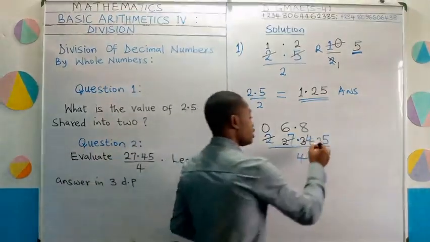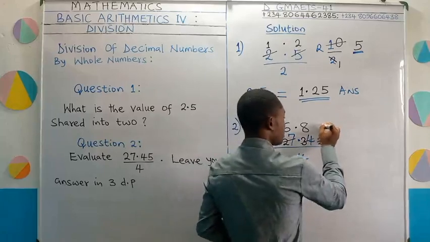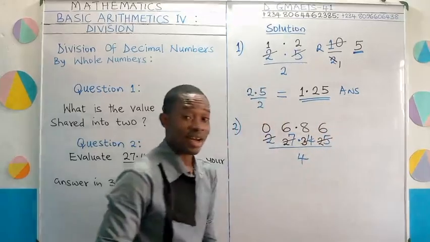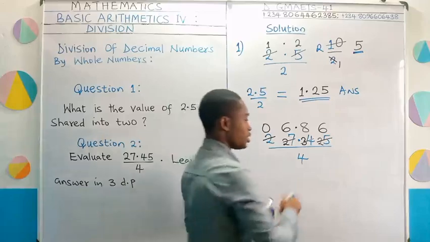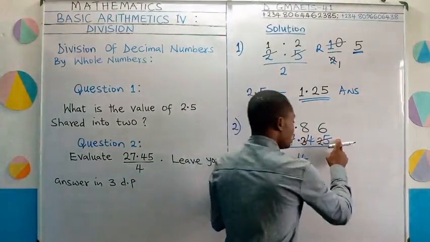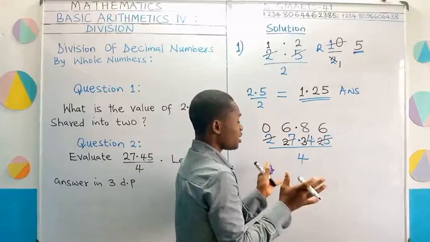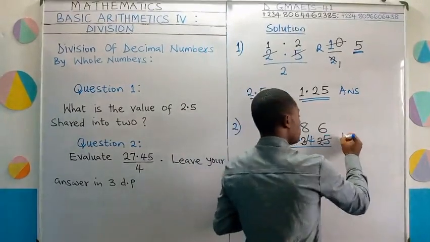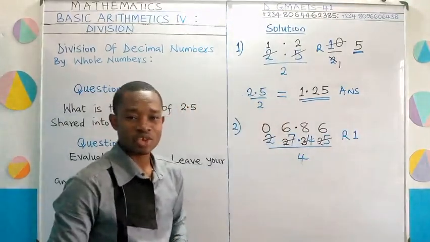And if you divide 25 by 4, you are going to get 6 whole times remainder 1. That remainder 1 is now our last remainder because we have divided all the digits in the numerator. 2745 have been divided, right? And so we are going to put remainder 1, our last remainder.